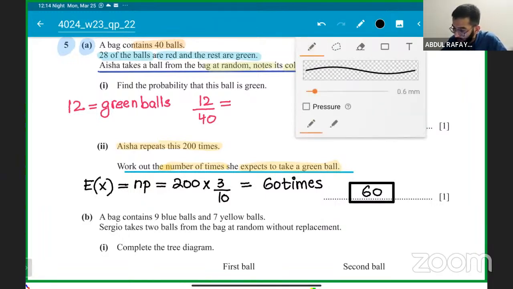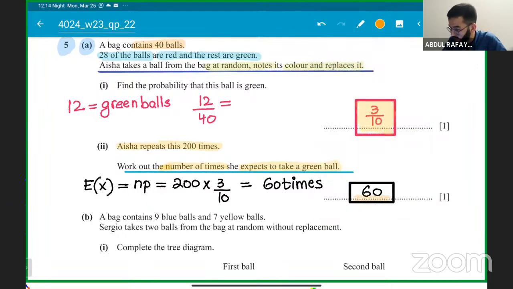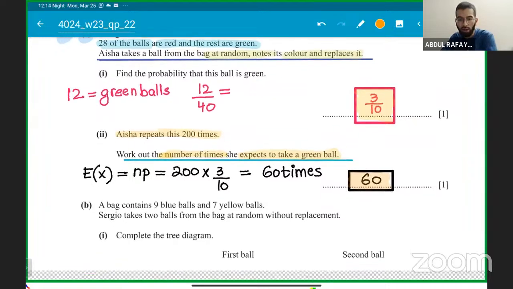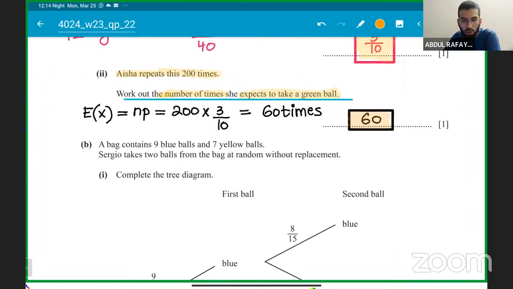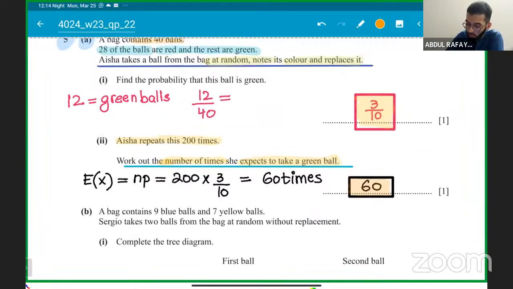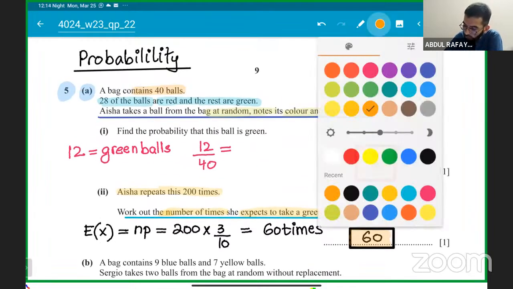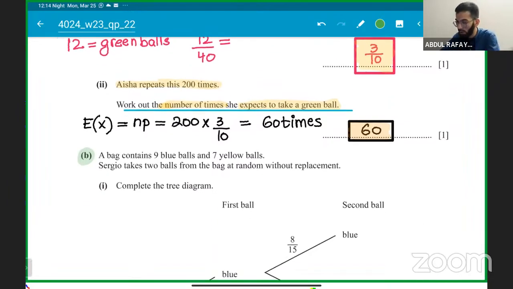That is an estimate that we are making. That is called expectation, or mean as well, whatever you want to call it. N stands for number of observations. P stands for the probability of the desired outcome, that is, the green ball we need. Always remember to see this. This was part A. Now part B. The question is completely changing and Aisha is finished. Aisha is gone now.